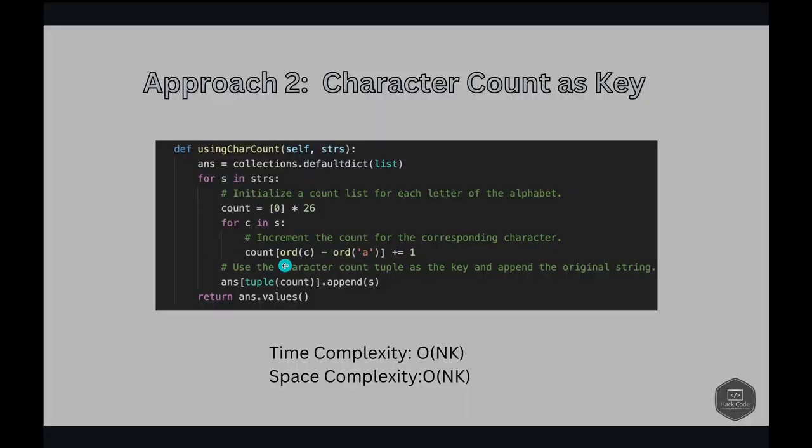Here we're accessing that particular index and incrementing the count for the corresponding character. That's all. And then we use the character count tuple as a key and append the original string here. This is similar to our previous approach. Finally, we return the answer dot values, which is a list of lists of strings.